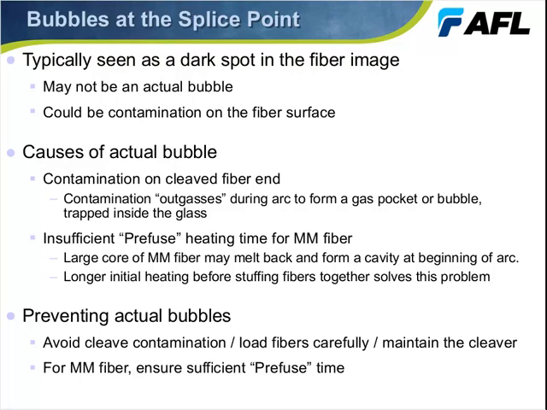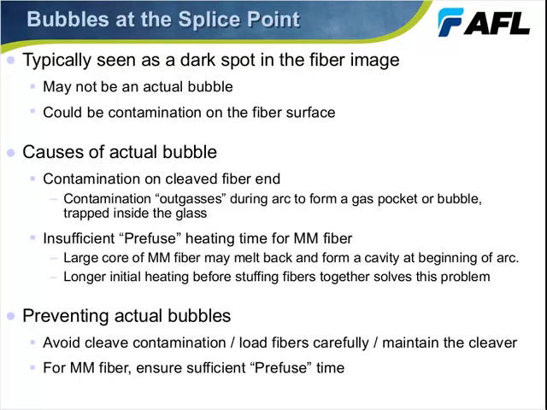So some of the causes of the bubble, the most common cause is probably going to be contamination on the cleaved fiber end. After cleaving the fiber, the end of the fiber is pristine, and we want to load that into the splicer and make sure that we haven't touched the end of the fiber against something to contaminate it, because any contamination could outgas during the arc and form an air pocket, a gas pocket, or a bubble.